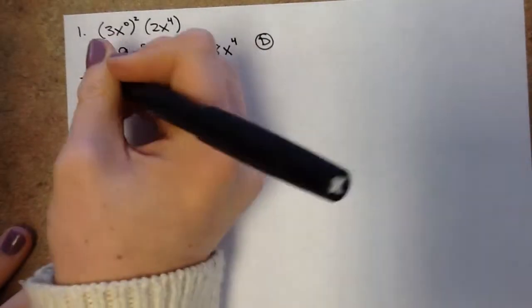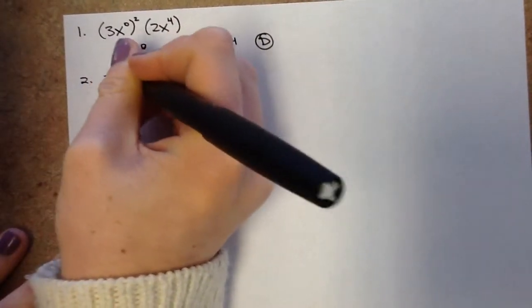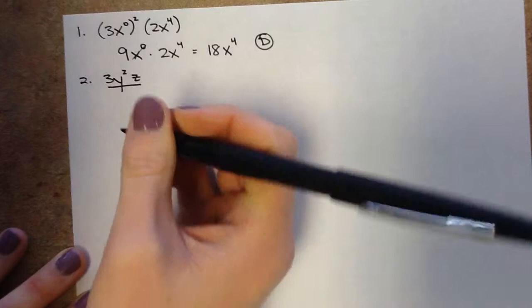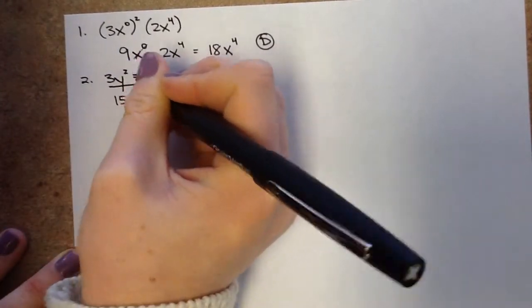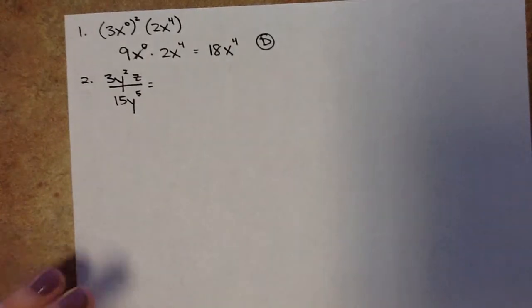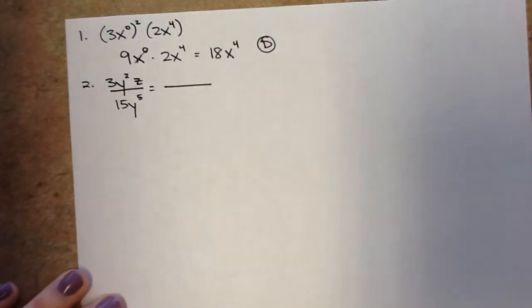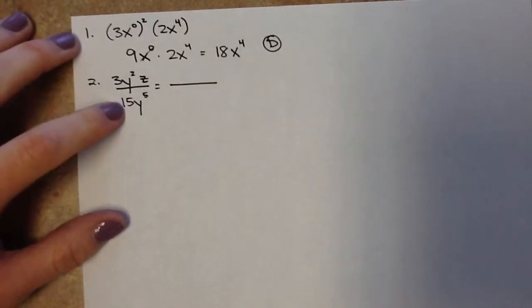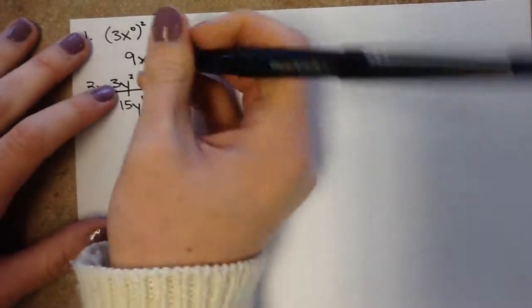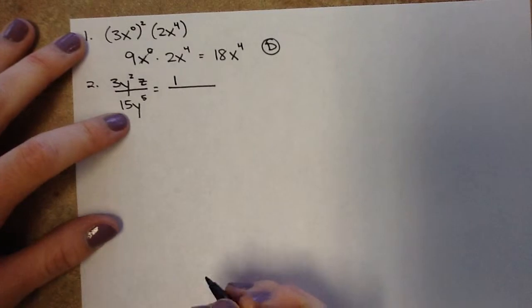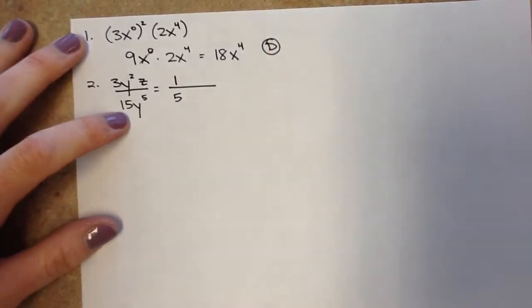Number 2, simplify this expression right here. So more of these exponent rules that we're going to be playing around with. Okay, so what we want to do is work on each piece individually. So let's start with numbers. So big quotient here. So 3 over 15, we can reduce that down. They both have a common factor of 3. So 3 divided by 3 leaves us with 1. 15 divided by 3 leaves us with 5.